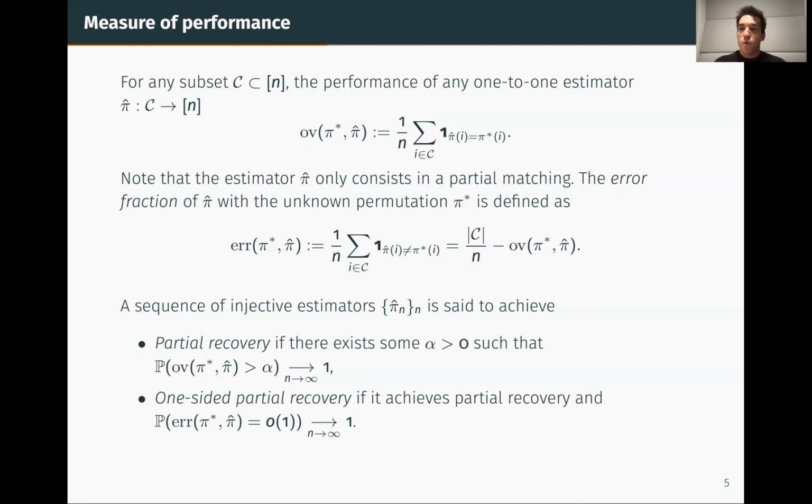So we define one-sided partial recovery, which consists of partial recovery plus imposing that the error is vanishing with high probability. So we want to restrain the set C, but on that set C, we want an estimator that more or less is with high probability correct. Okay, so we want to output some matched pairs that are very likely to be correct, and no wrongly matched pairs.